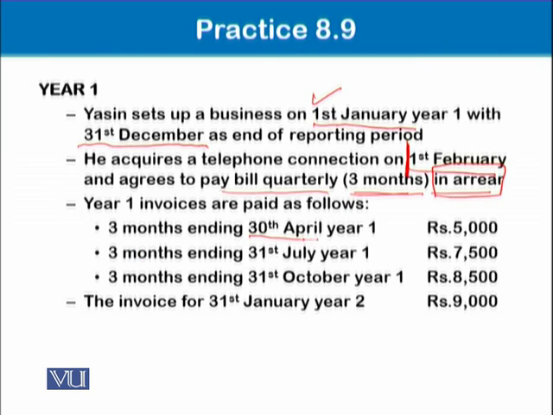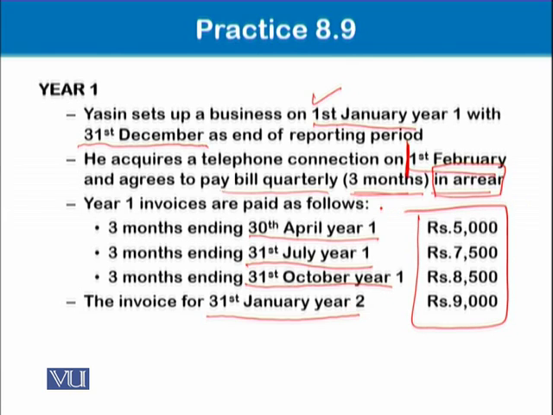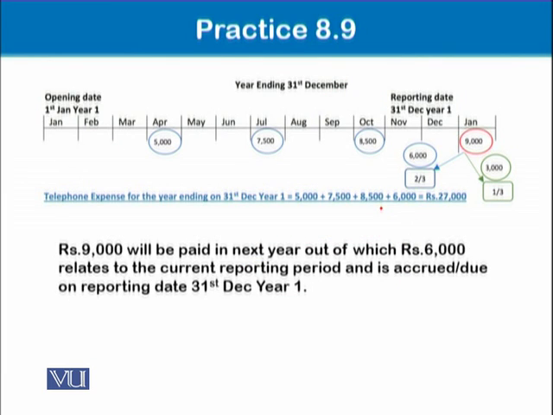On 30th of April, year 1. On 31st of July, year 1. On 31st of October, year 1. And on 31st of January, year 2. These amounts are with us. So let's see this diagram. Our year bar is starting from here, ending on 31st of December over here. So 1 month, 2, 3, 4, 5, 6, 7, 8, 9, 10, 11, and 12. So it is ending over here.